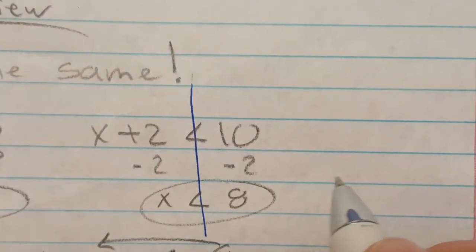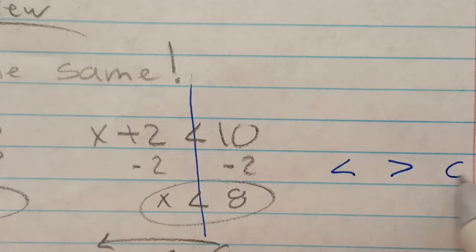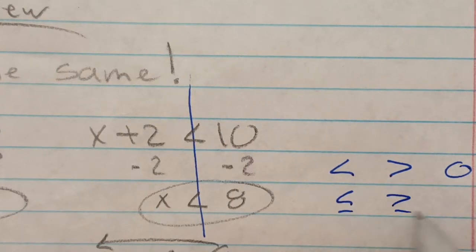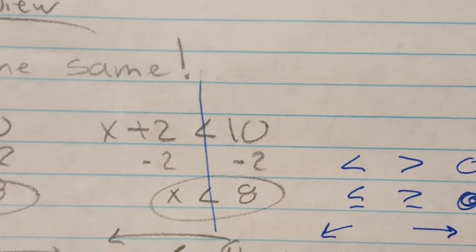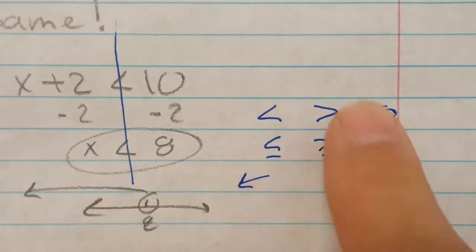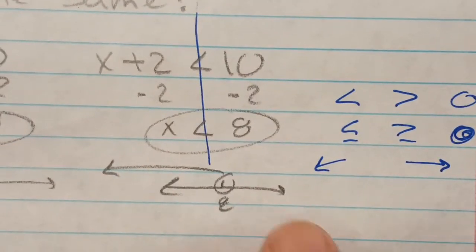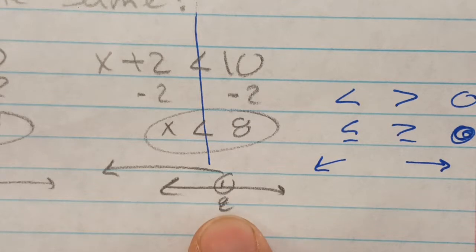So remember, these symbols use open dots. These symbols use closed dots. Less thans go to the left, greater thans go to the right. So here we go. We have x is less than 8. So remember the three things. You need the number, you need the dot, you need the direction. 8, open circle, boom, going to the left.